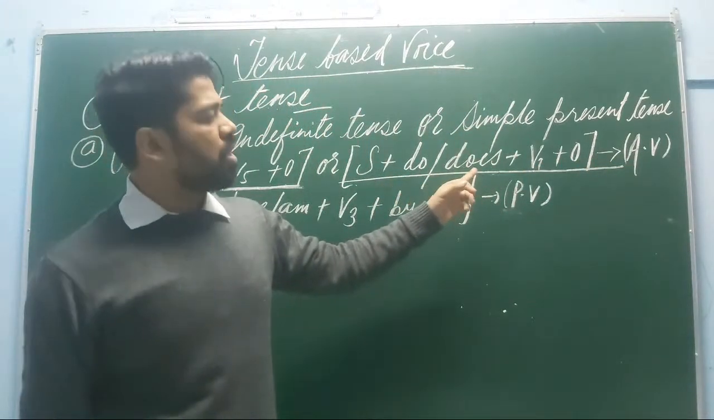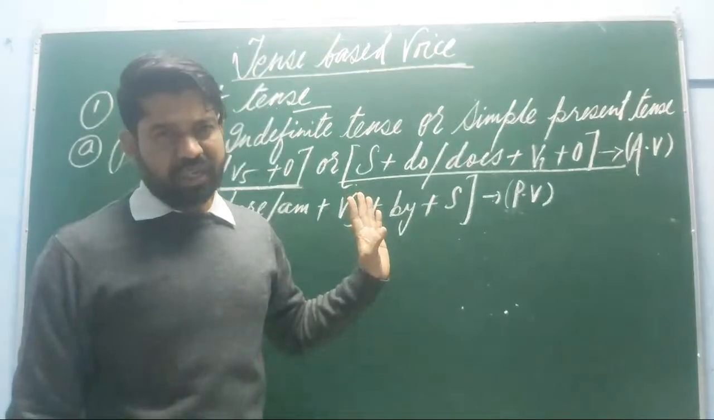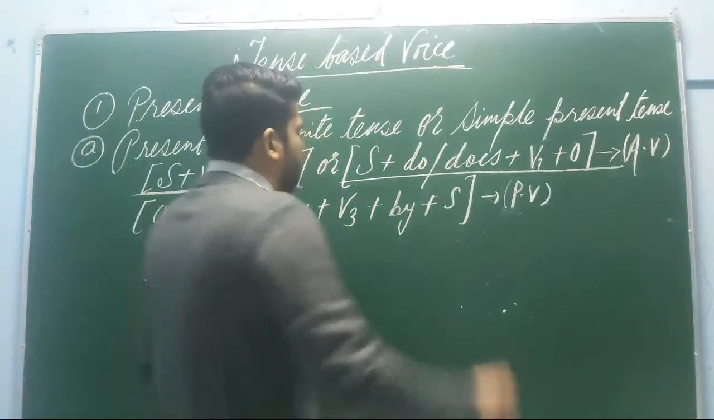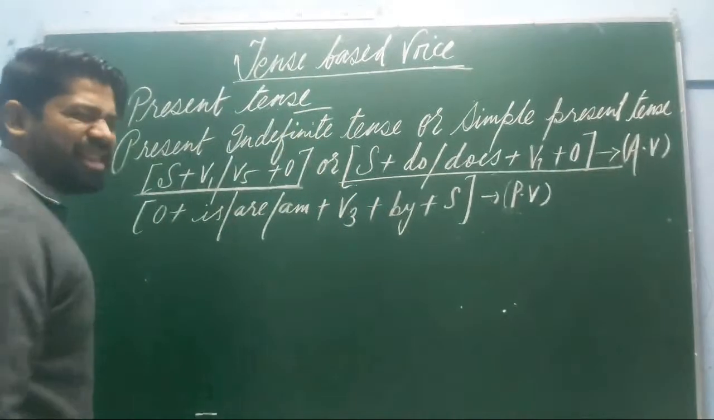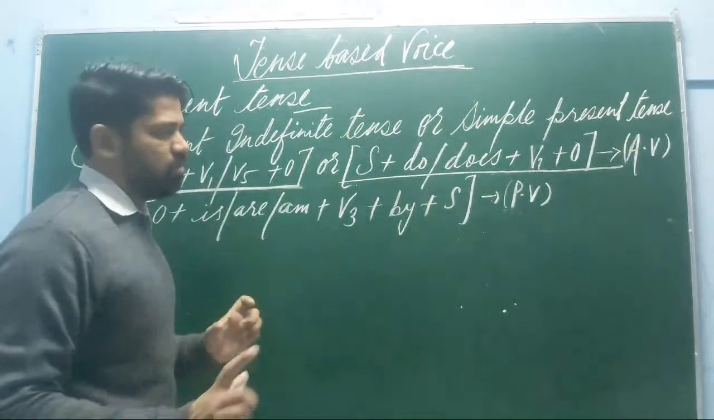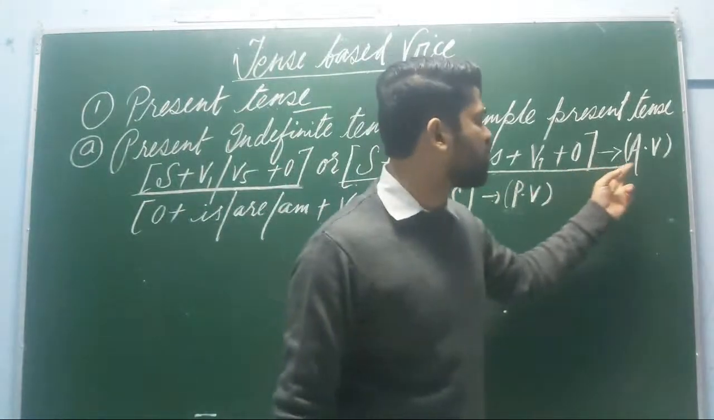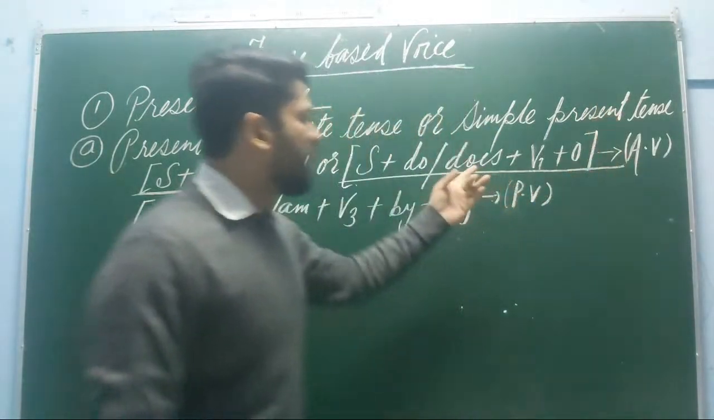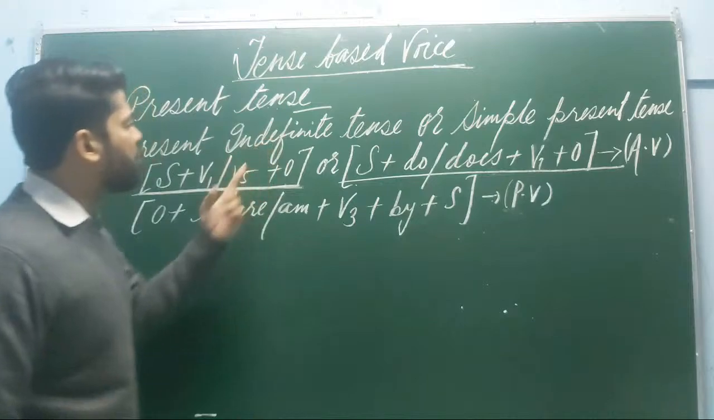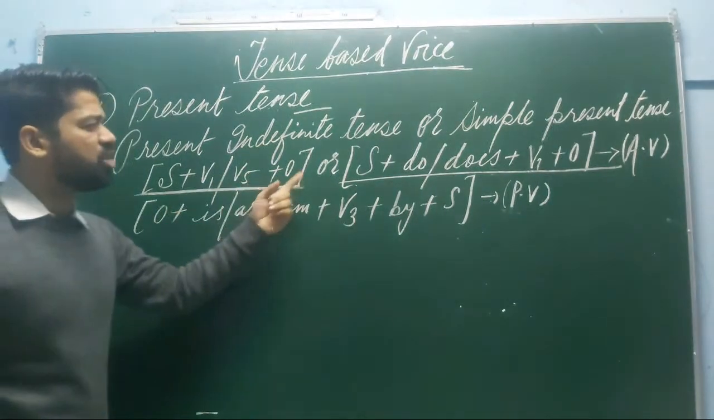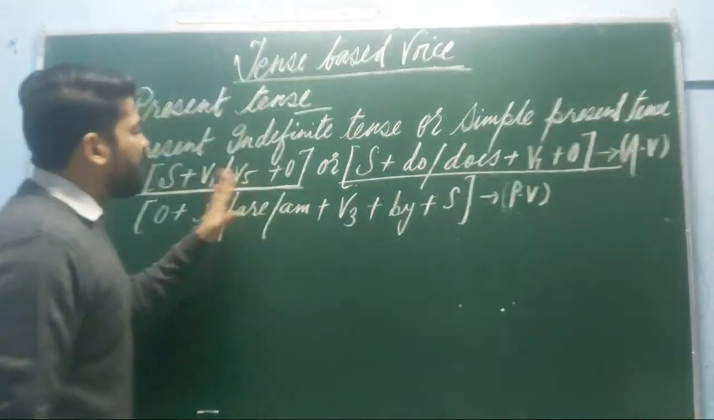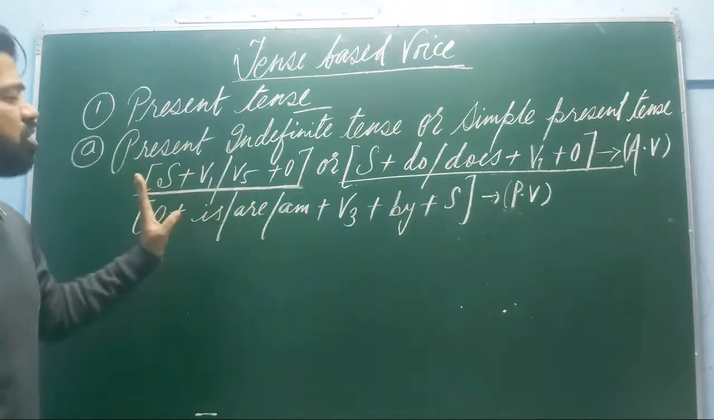So what is the other structure for the simple present tense here? Subject plus do orders plus V1 plus object. I think you need to keep these two structures in your mind so that there will be no problem. These two structures are in active voice. So for the active voice, the simple present tense possesses these two structures.